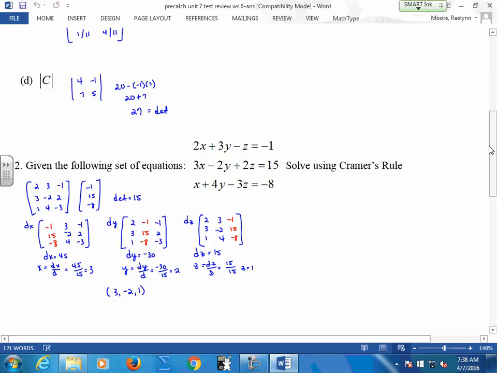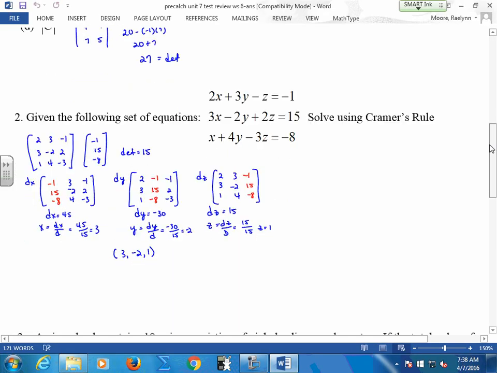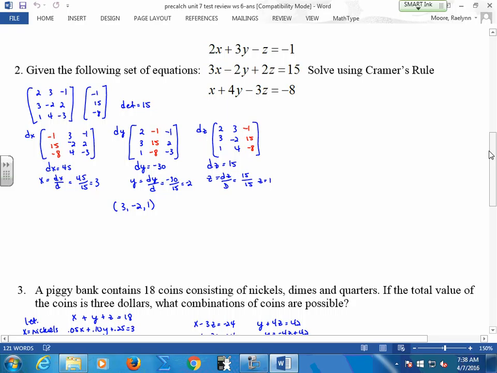When you see the bars, what does the straight bars mean? Determinant. Good. I had you use Cramer's rule for this. You feeling Cramer's rule out there? Come a little bit in. Everybody good with Cramer's rule? Make sure I see all of those matrices.